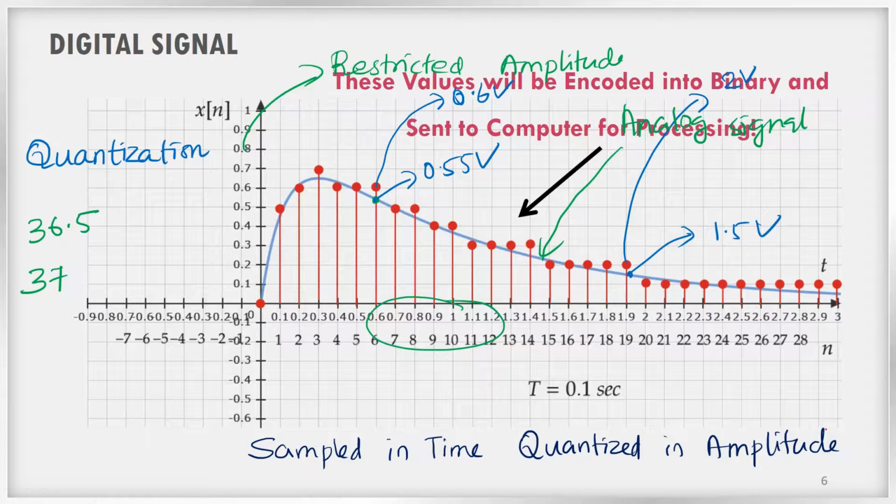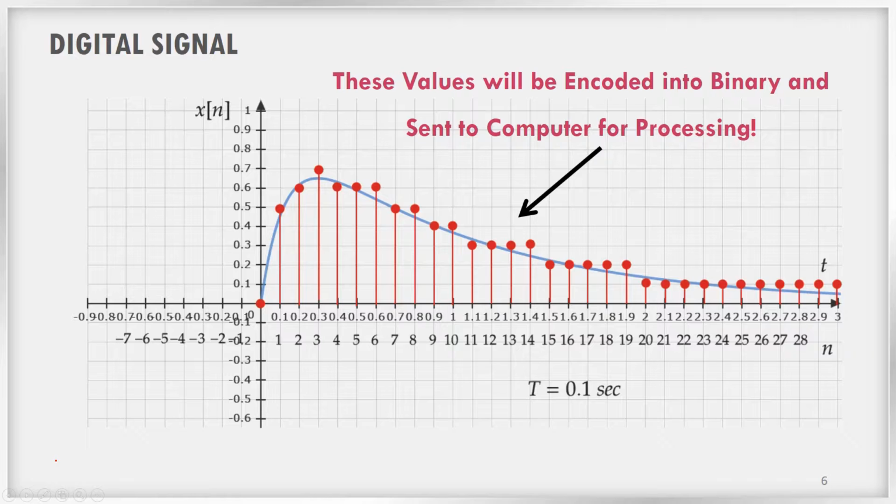Once these restricted values are assigned to the actual signal, we will encode these values into binary, and those values are sent to the computer for processing. For example, 0.4 will have a code, 0.3 will have a code, again it is 0.3, here 0.2 will have a code. So these encoded binary values will be sent to the computer for processing.